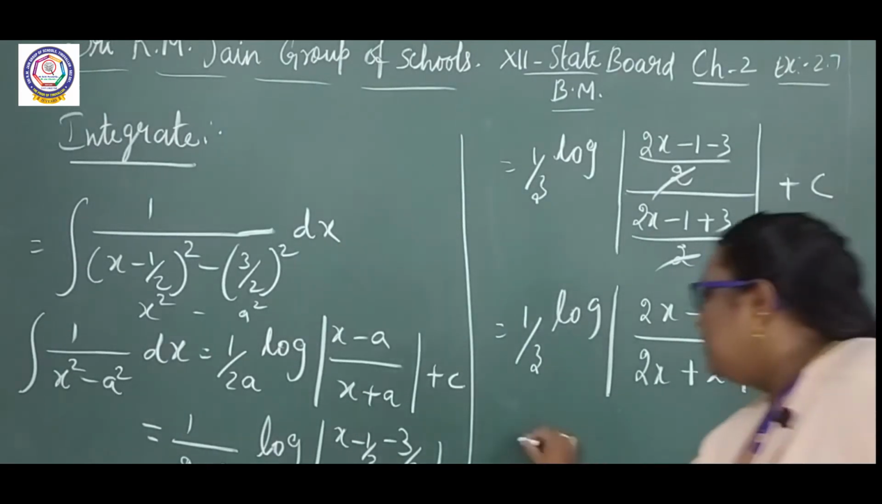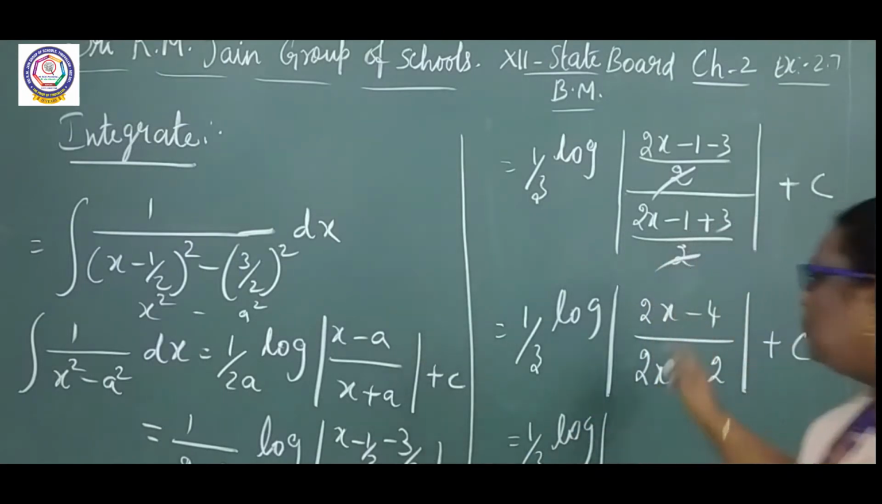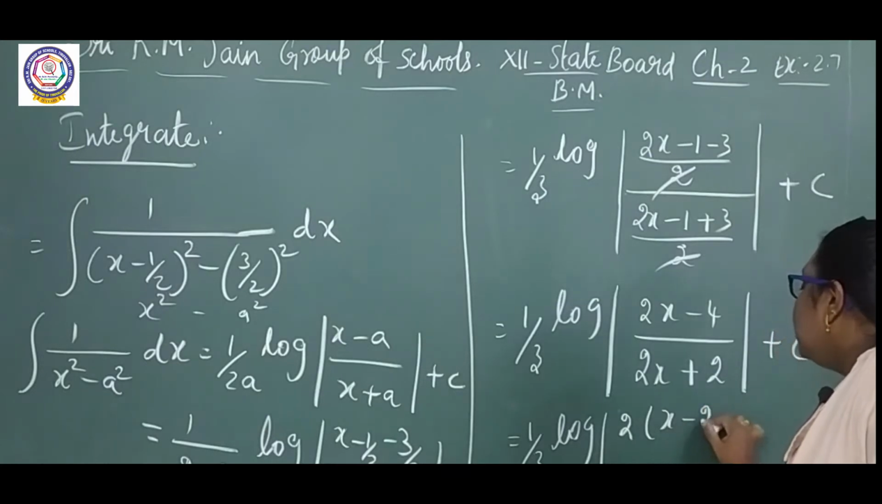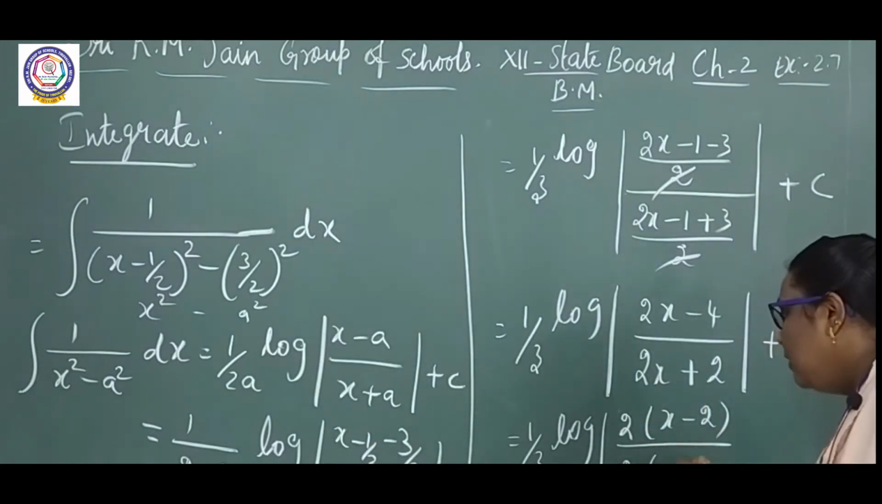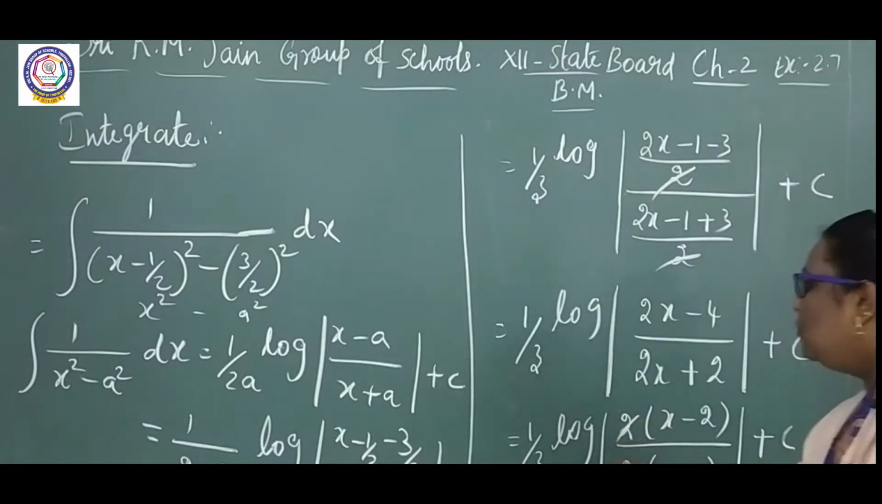So it gives 1 by 3 log of, 2 is common, you can take it out. What is the remaining thing? x minus 2 by 2, you can take it out; x plus 1, plus c. So 2 gets cancelled. So what is the answer? 1 by 3 log of modulus of x minus 2 by x plus 1, plus c.